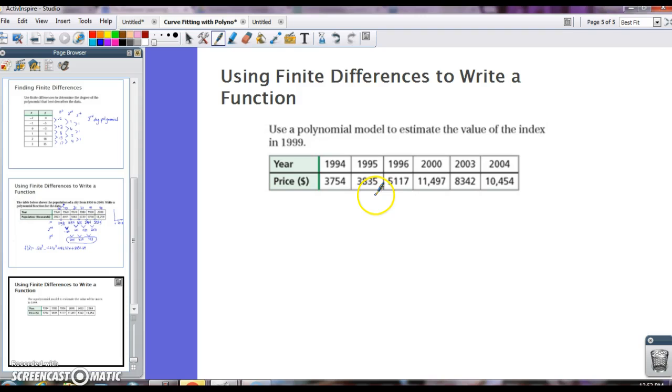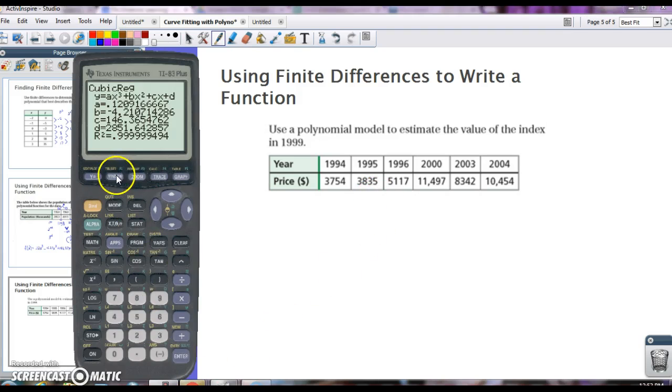So when you put the data in your calculator, I'm going to go over Stat, Edit, and then Clear, Enter, and clear that, and Enter. And we're going to go ahead and put this data into our calculator.